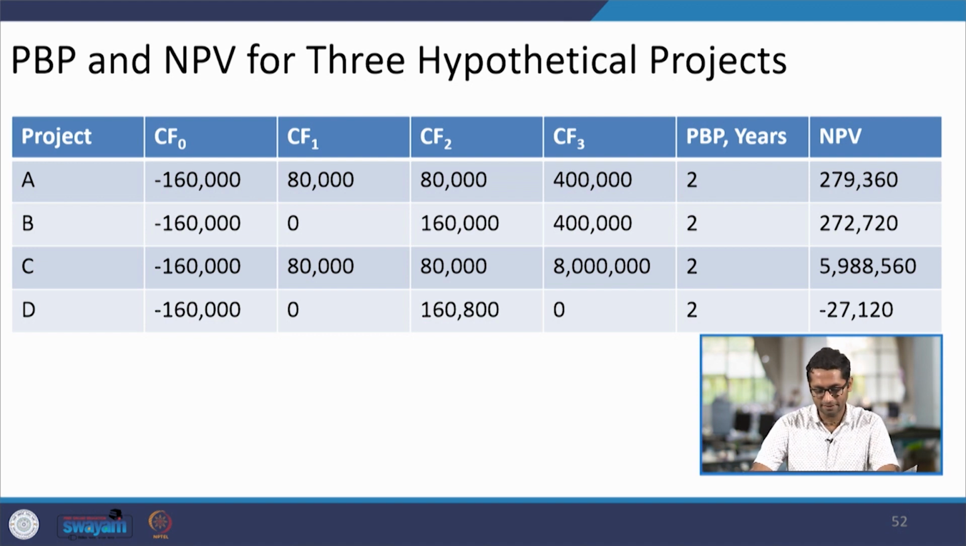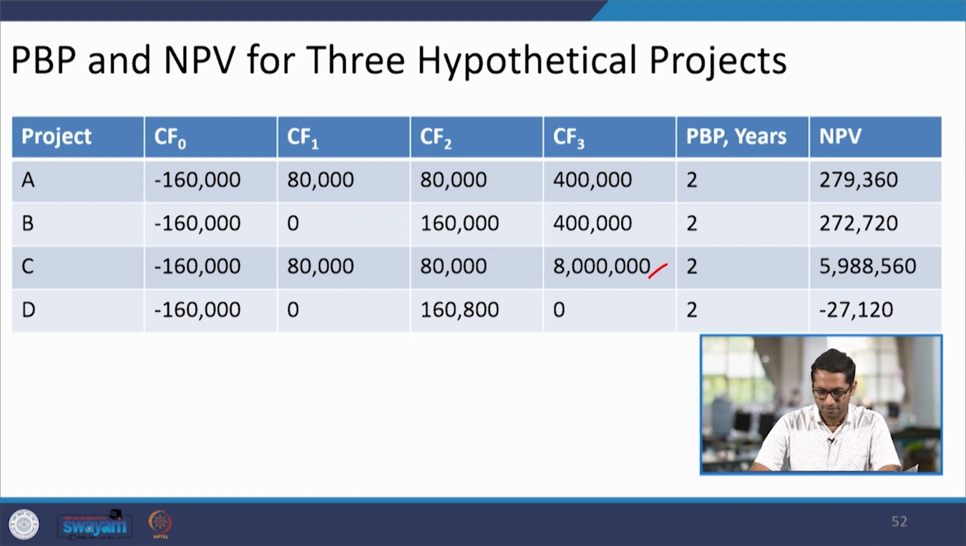And then their revenues could be somewhat different. So in the first case, I am having a revenue of 80,000 for the next 2 years, and then a revenue of 4 lakh rupees. For the second case, I have a revenue of 1,60,000 in the second year, and there is no revenue in the first year. And finally, in the third year, I have a revenue of 4 lakh rupees. In the third case, the revenue jumps in the third year almost to around 80 lakhs. And finally, in the case of D, we have a revenue that is just coming at the end of the second year.